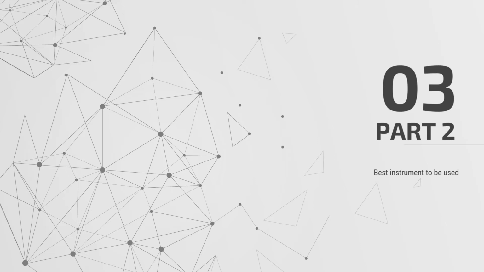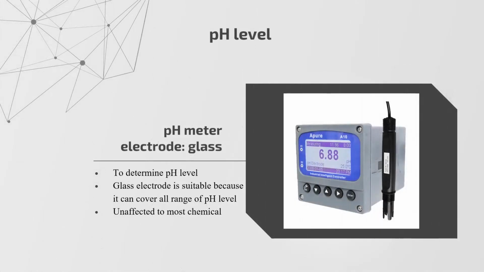For this part, I will tell you which instruments are suitable for our tank according to the 4 variables that have been mentioned before. For the first variable, pH level, we are going to use a pH meter to determine the pH level in the tank. Plus, the electrode used is made of glass because it can cover the whole range of pH levels. It is also unaffected by most chemicals.